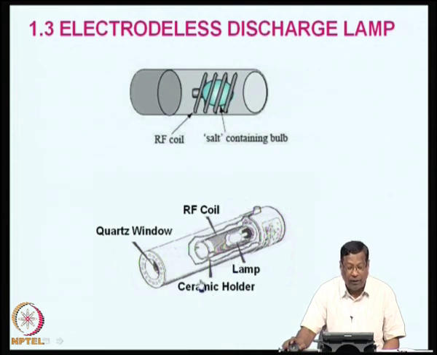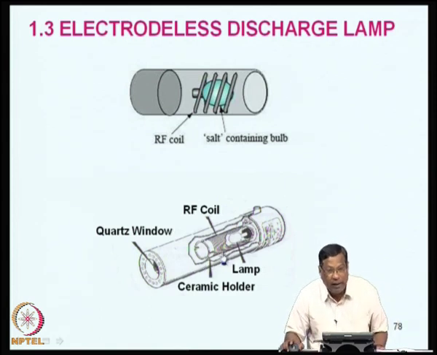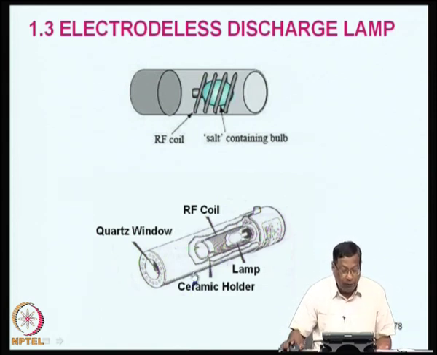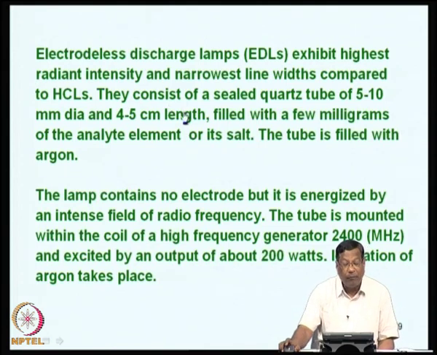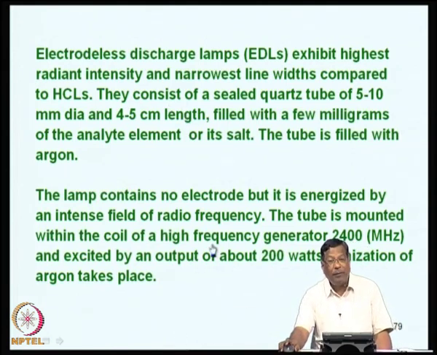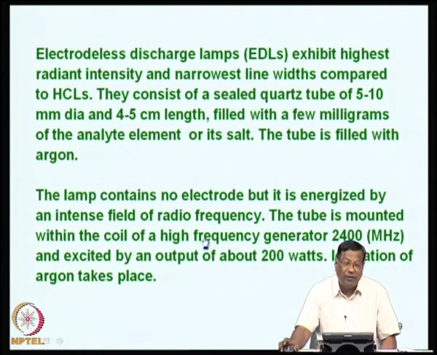The ceramic holder is required to give structural stability, mechanical stability also, and this part is glass, and the window is a quartz window, because most of the elements in atomic absorption have resonance lines in the ultraviolet region. So, basically these EDLs, as they are called, electrodeless discharge lamps, exhibit the highest radiant intensity and narrowest line widths compared to hollow cathode lamps.